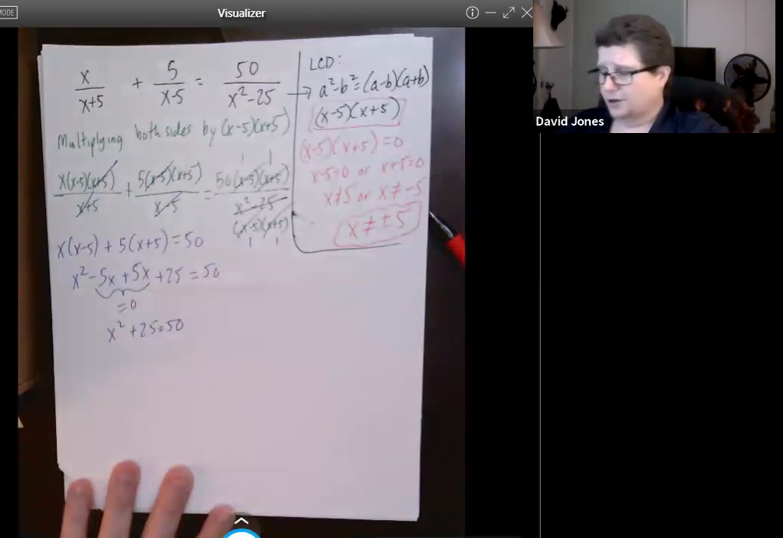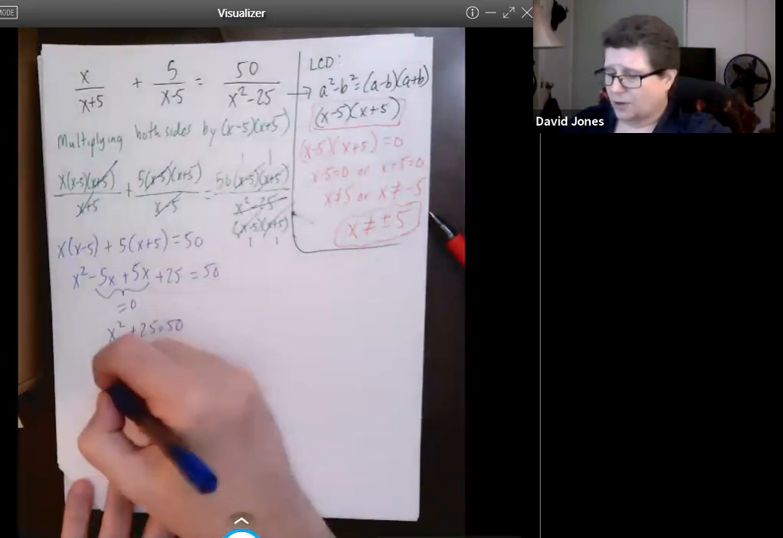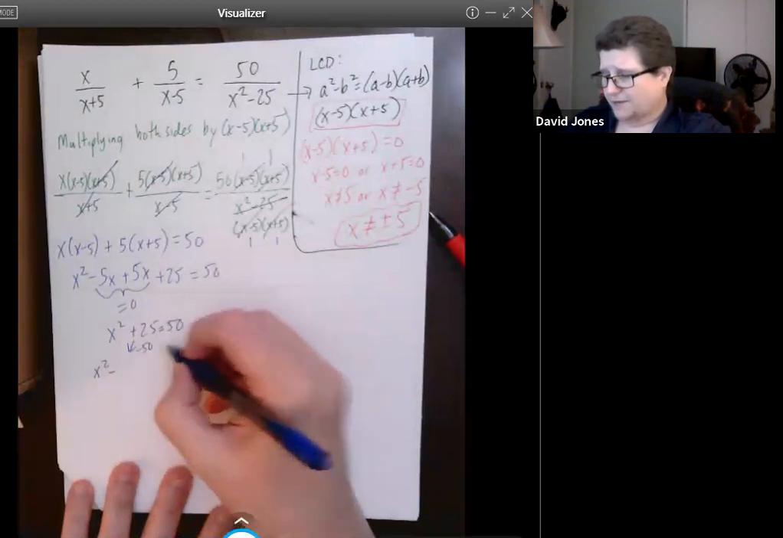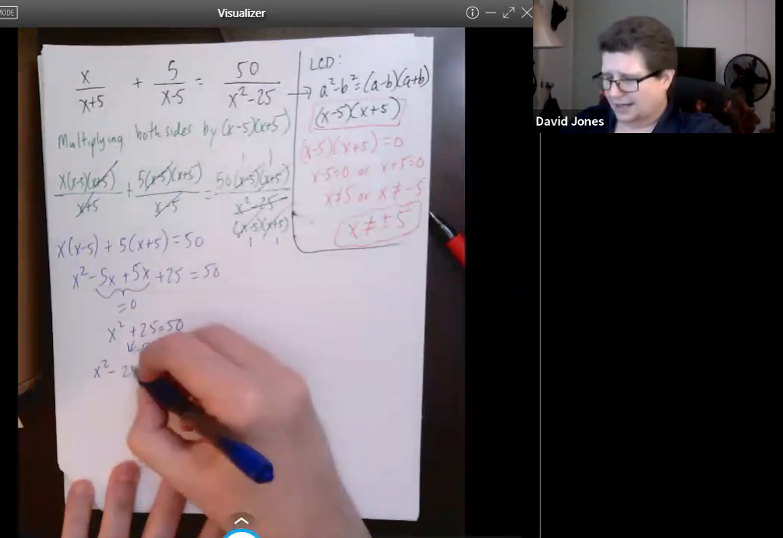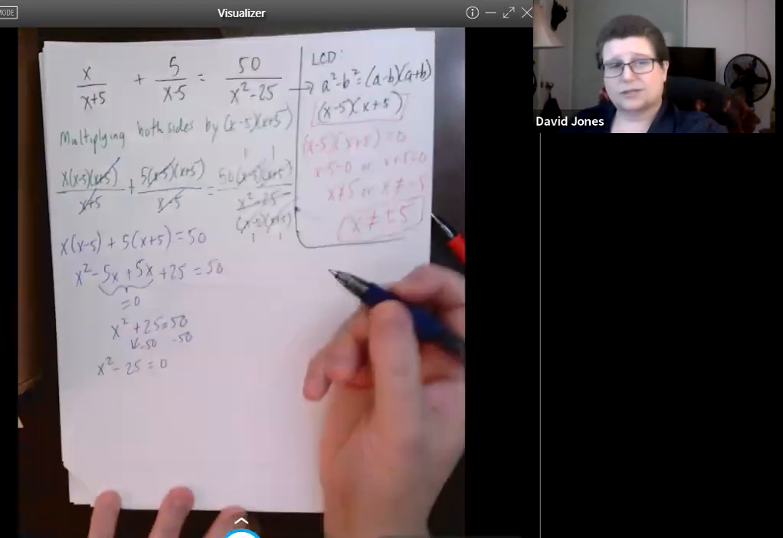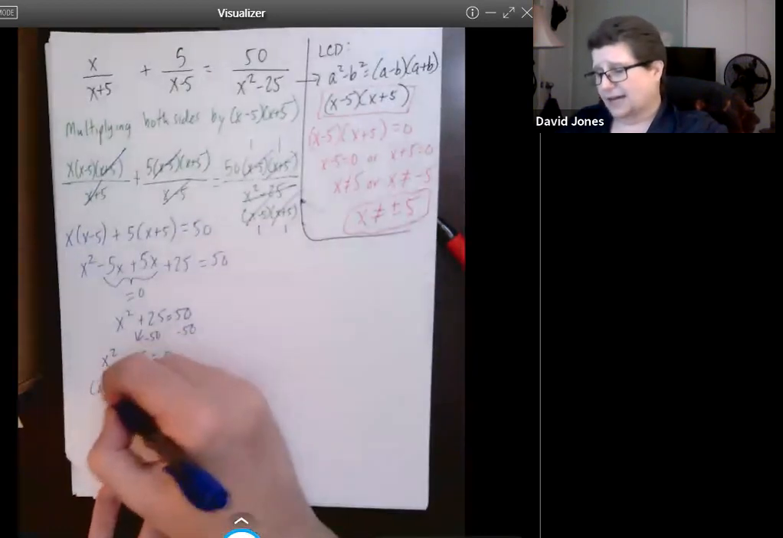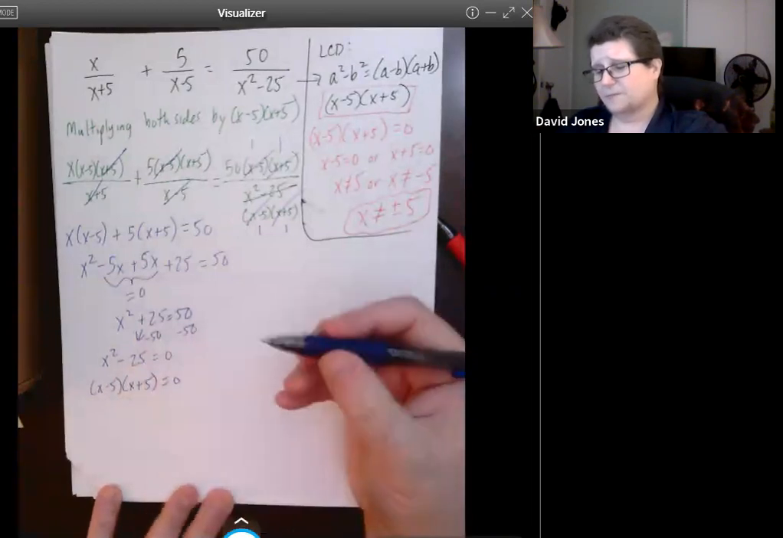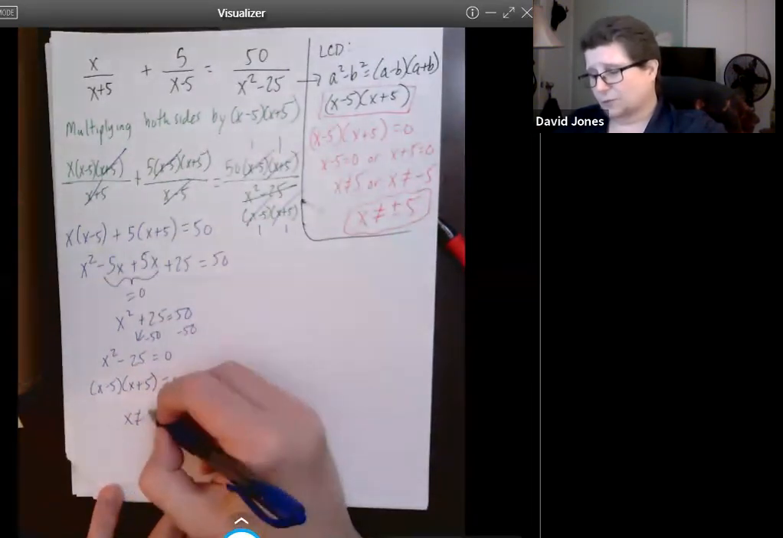We can either, recall, gather them all on the same side and try to factor. If I do that, subtract 50 from both sides, I get x squared minus 25 equals 0. Factor, that's difference of squares, x minus 5, x plus 5. And we get x equals plus or minus 5.